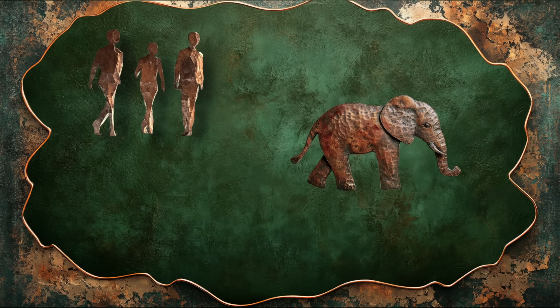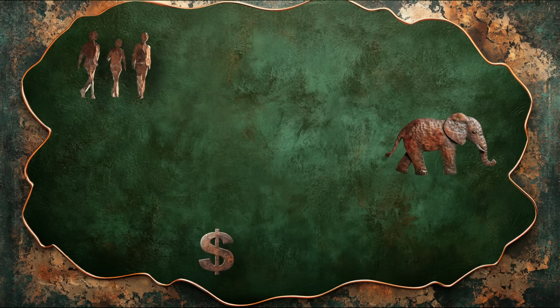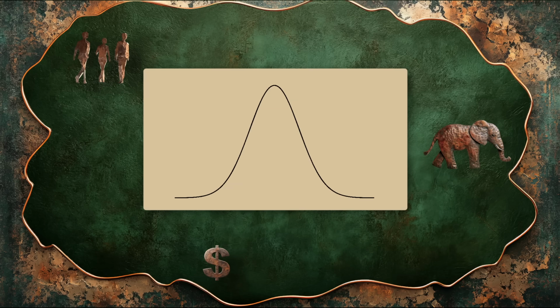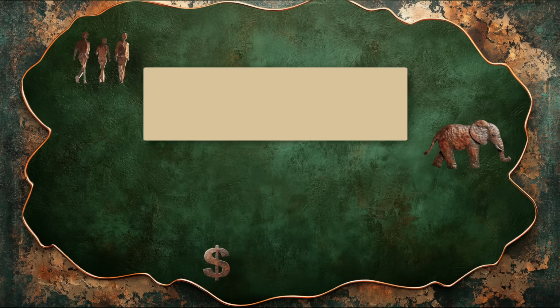This keeps happening. Everywhere you look. People, animals, money, all kinds of measurements. The same general shape shows up. A curve with one peak, symmetrical, tapering off to both sides. It's so common we gave it a name.